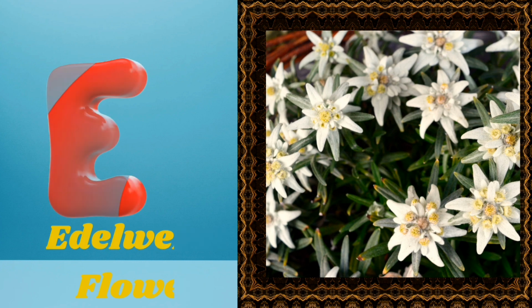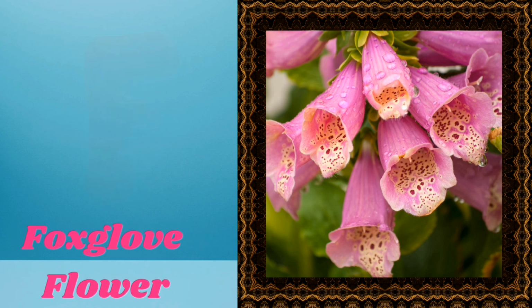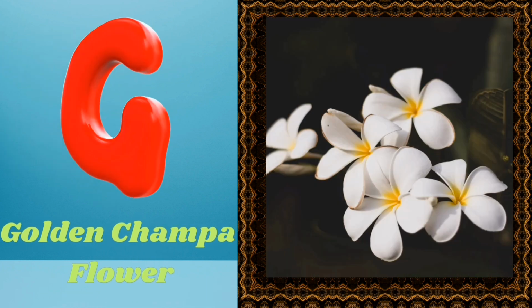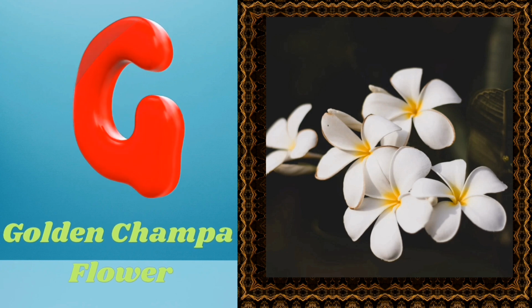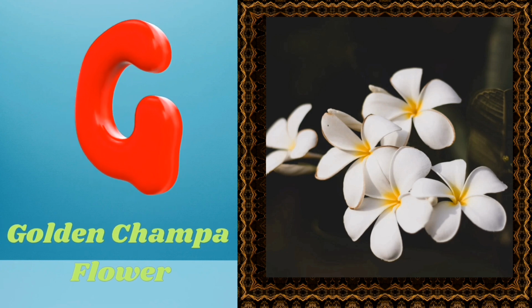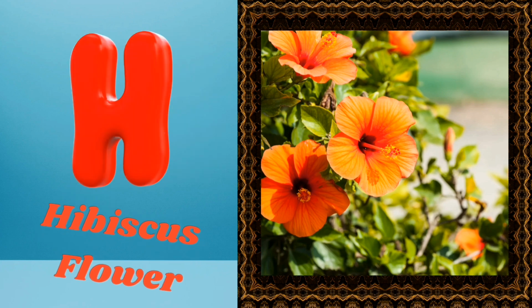E is for edelweiss flower. E, edelweiss flower. F is for foxglove flower. F, foxglove flower. G is for golden champa flower. G, golden champa flower. H is for hibiscus flower. H, hibiscus.